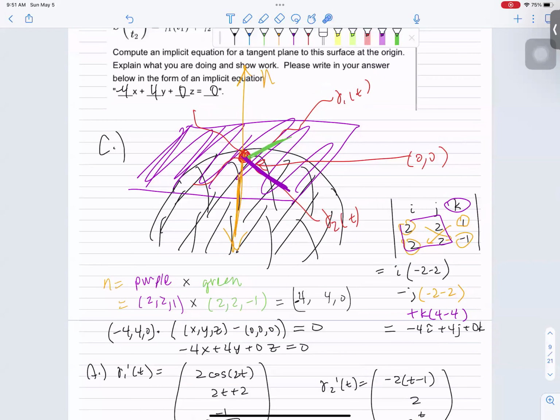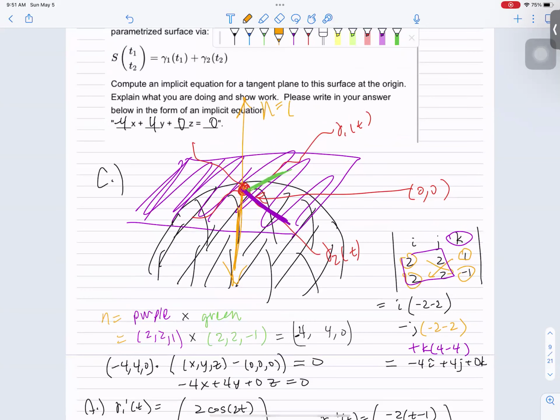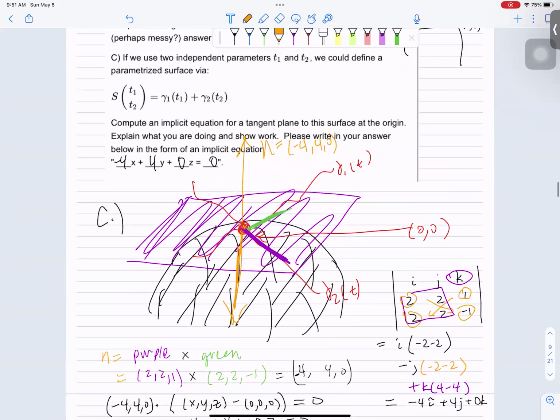And that's okay because maybe the normal vector I got is negative 4, 4, 0. I could have chosen the normal vector as negative 8, 8, 0. That works too. It's just a scalar multiple. They're all pointing in the same direction.